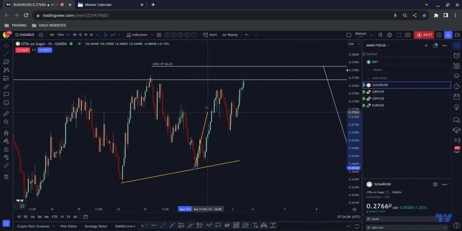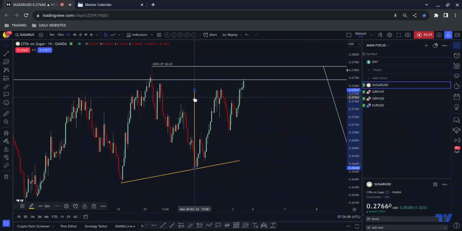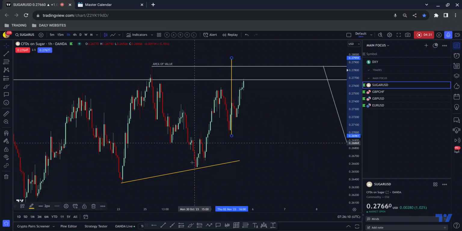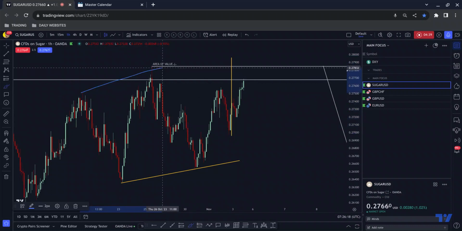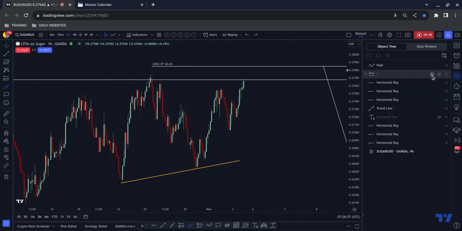So if we just measure this, and then measure that to there, assume that this is an impulse correction continuation, that would take us up to here, where we'd likely break above. And then we would have that kind of 1, 2, 3 touch structure like that, okay, which makes sense. So with all that in mind, I do like this pair. It ticks a lot of boxes, this one.